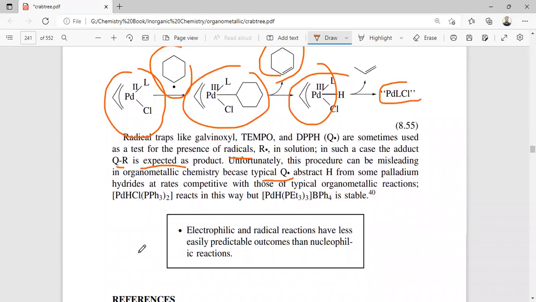So in summary, electrophilic and radical reactions have less easily predictable outcomes than nucleophilic reactions. So thank you everyone.